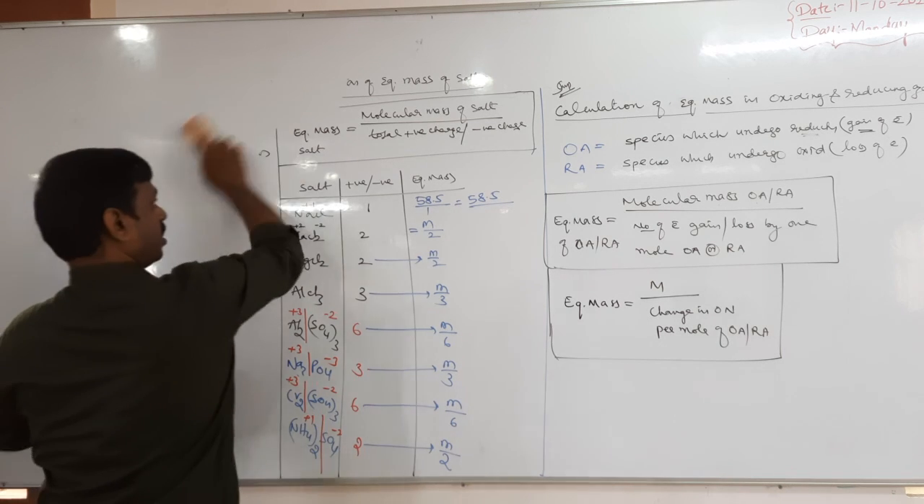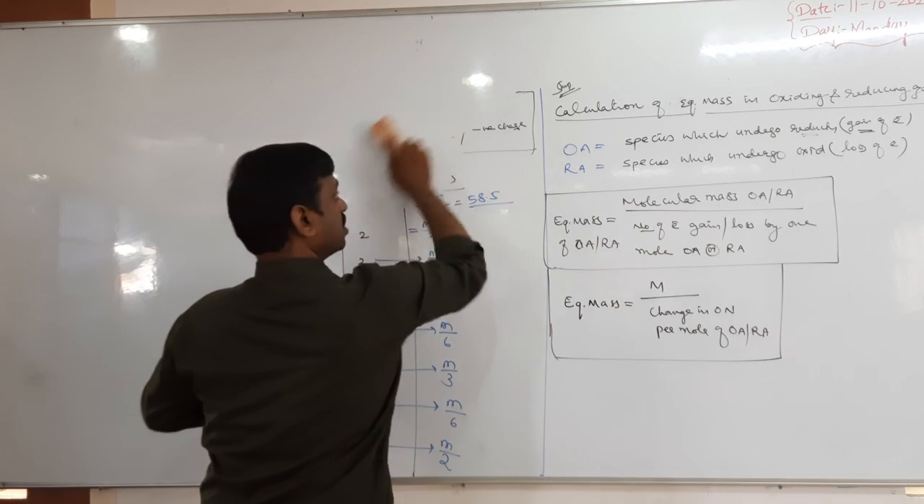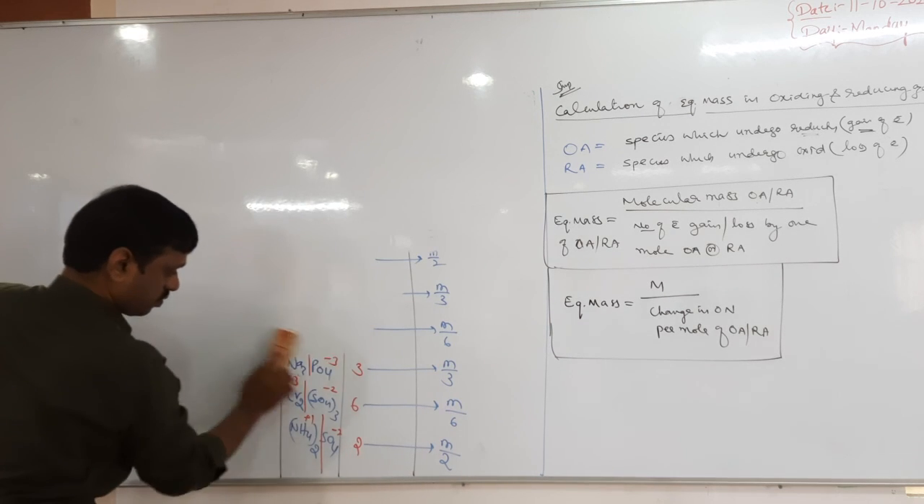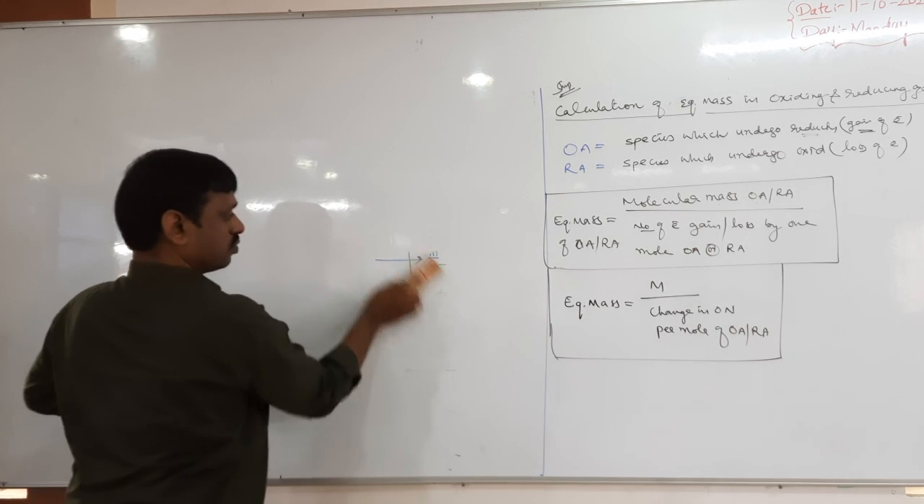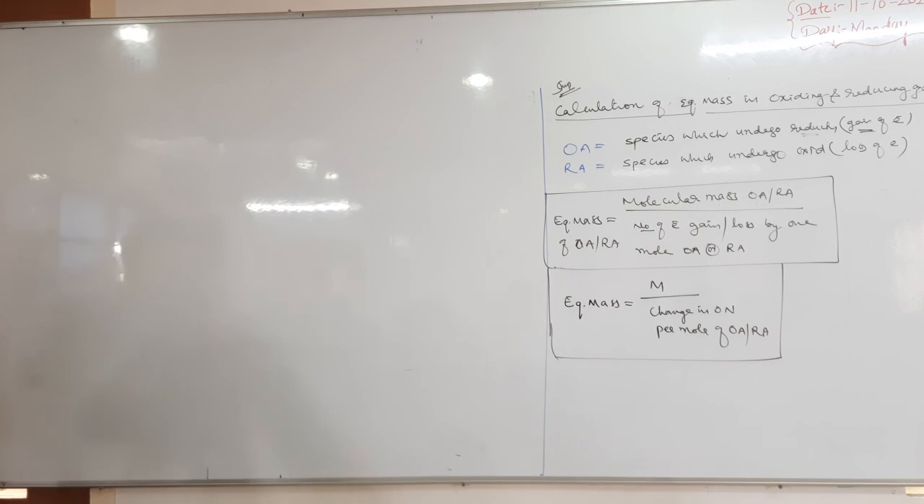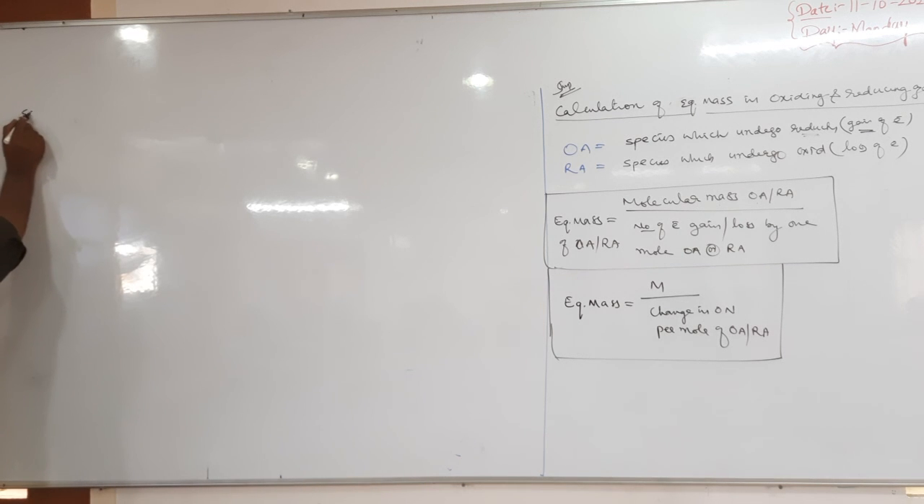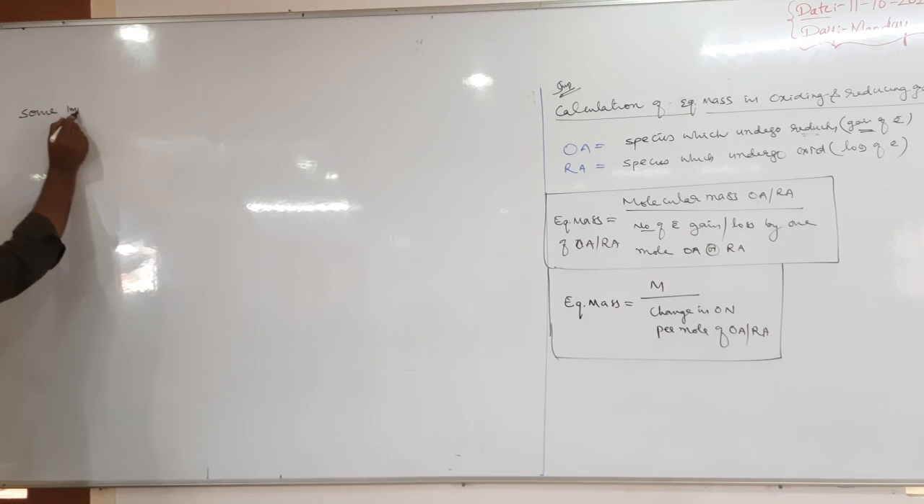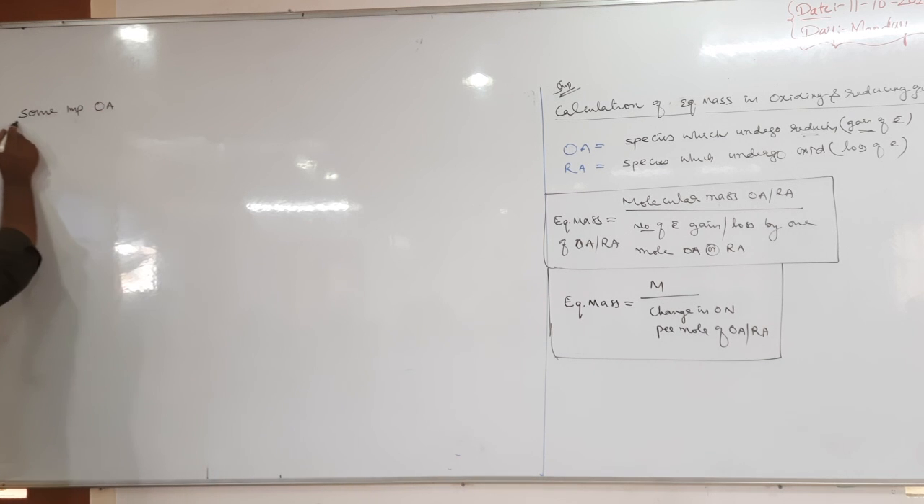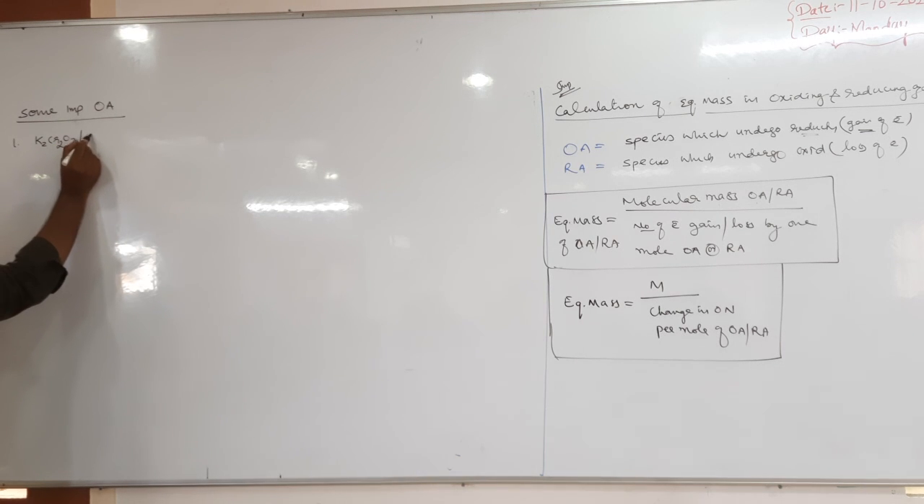Okay, then let us see some important oxidizing and reducing agents. Write down important oxidizing agents. Do you remember? We very commonly use potassium dichromate, K2Cr2O7, in acidic medium. Potassium dichromate in acidic medium is a good oxidizing agent.